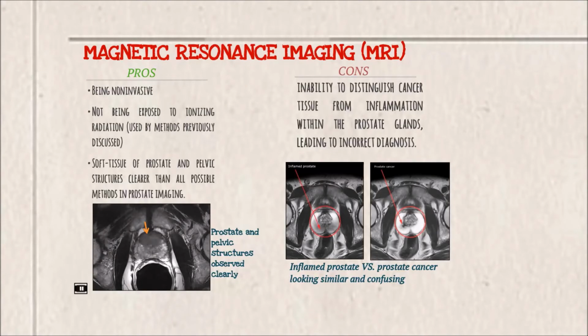There are many benefits to using this type of modality when detecting and diagnosing prostate cancer. This includes not being exposed to ionizing radiation, which is used by methods previously discussed, being non-invasive, and soft tissue of prostate and pelvic structures are clearer than all other methods in prostate imaging. In contrast, the inability to distinguish cancer tissue from inflammation within the prostate gland, leading to incorrect diagnosis, is considered to be the main downfall of MRI technology.